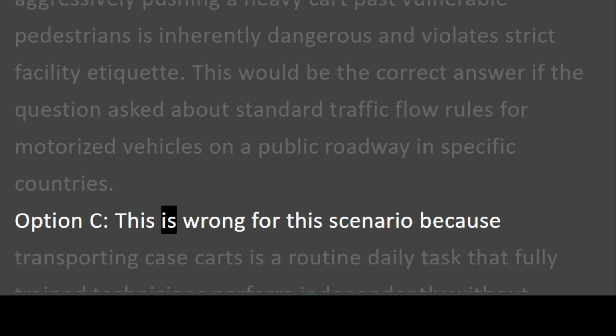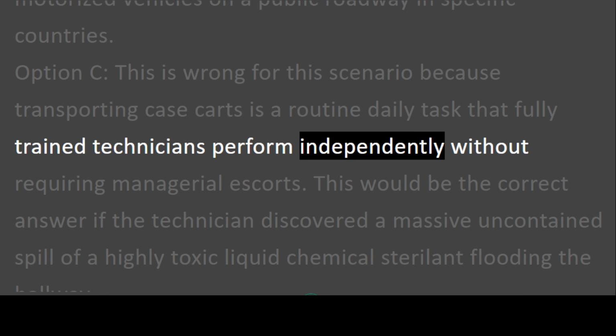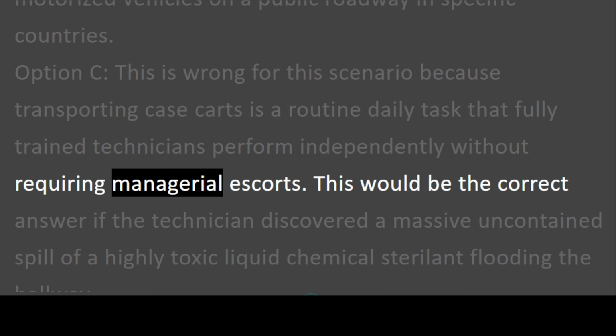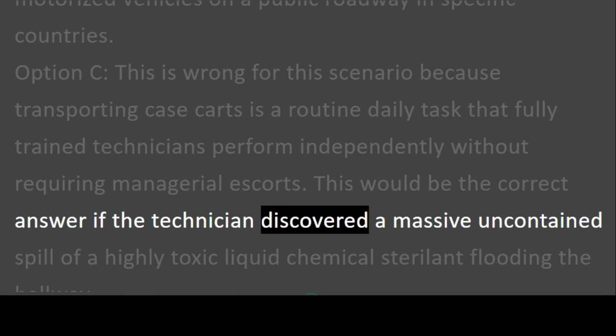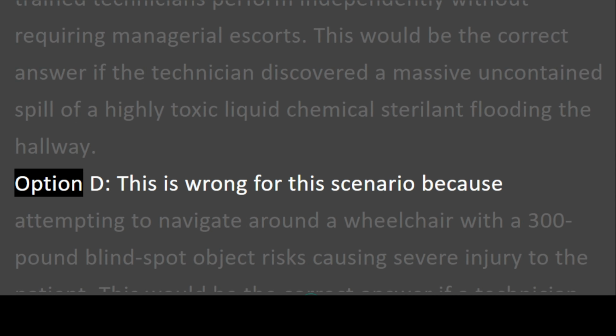Option C. This is wrong for this scenario because transporting case carts is a routine daily task that fully trained technicians perform independently without requiring managerial escorts. This would be the correct answer if the technician discovered a massive uncontained spill of a highly toxic liquid chemical sterilant flooding the hallway. Option D.